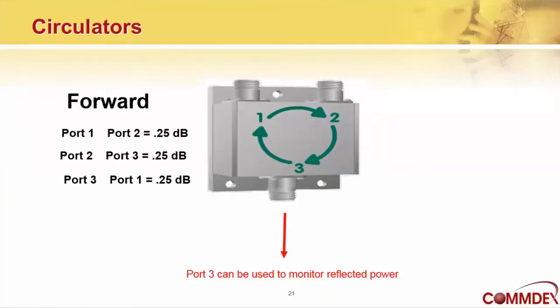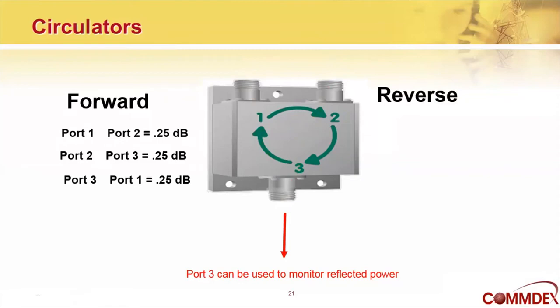So what does the circulator do? In the forward direction, it has a very low insertion loss, low attenuation, on the order of a quarter of a dB of insertion loss. So port 1 to port 2, port 2 to port 3, or port 3 to port 1, whatever port you put it in, in that direction, it only has a quarter dB of insertion loss. There's 1 to 2, 2 to 3, and 3 to 1. No matter which way, it still has a forward attenuation of a quarter of a dB.